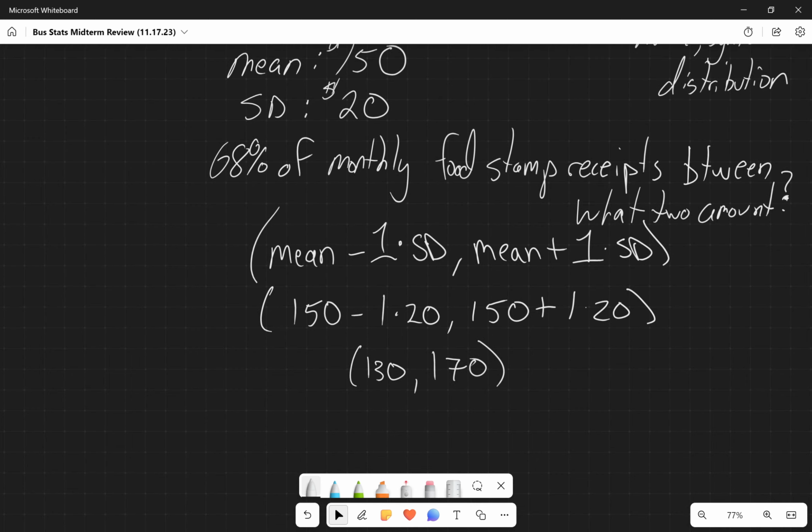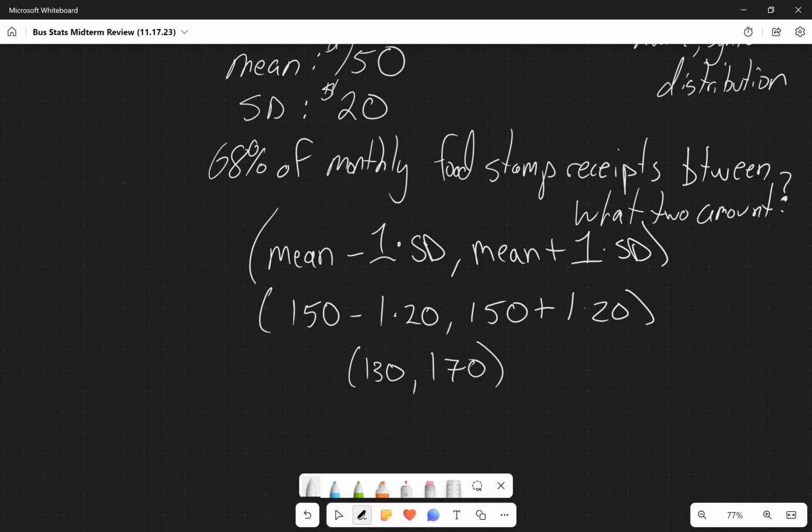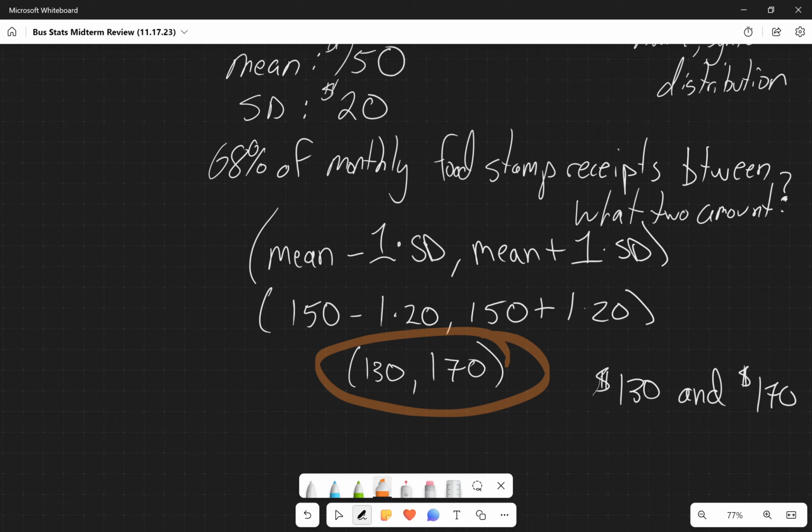So the answer would be between what two amounts? It's going to be 130 and 170. This is math notation for saying that's where the range is, but it's essentially the same thing as responding to this particular question by using just those two terms and then using a conjunction in between.